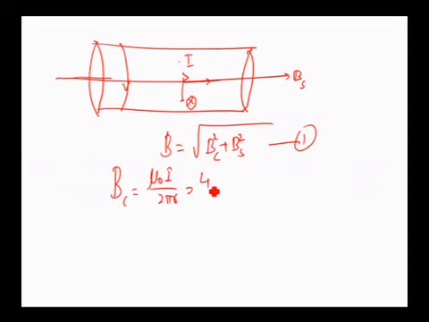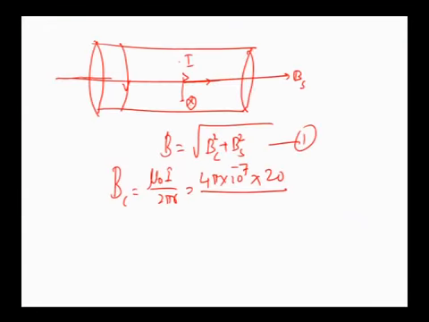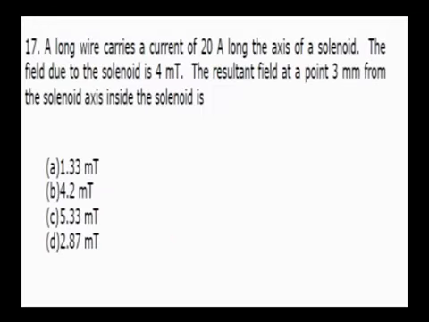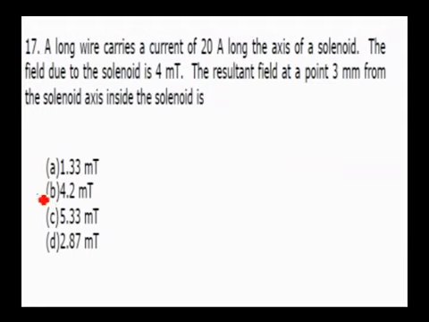This equals 4 pi into 10 to the power of minus 7, and the current in the wire is given as 20 ampere, divided by the distance, which is given as 3 millimeter. Okay, so 3 into 10 to the power of minus 3, and the magnetic field of the solenoid is given. So if you substitute and calculate, you will get the answer as 4.2 millitesla. Okay, so I will write the answer directly. You can do the calculation. It is 4.2 millitesla. Hence I can say the second option is correct.